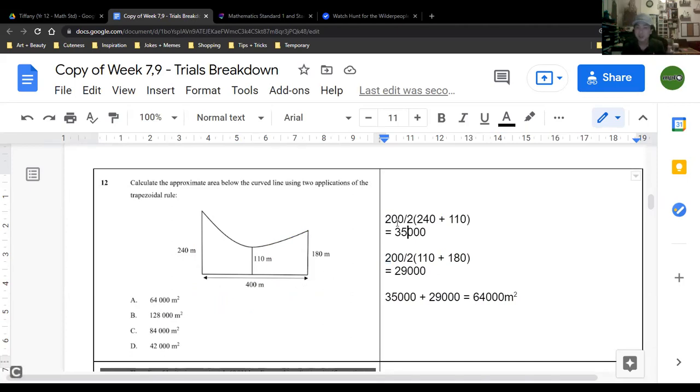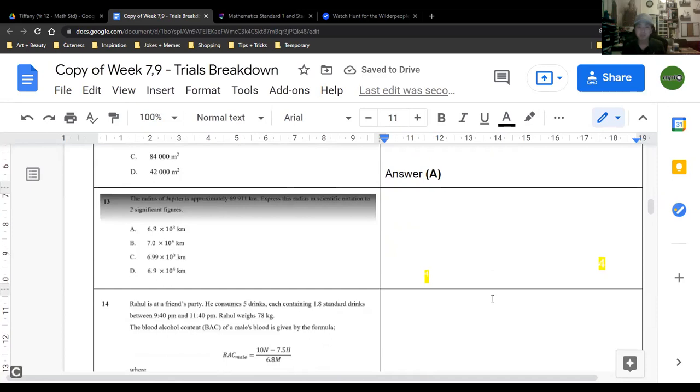But if you do the trapezoidal rule perfectly, this is for the left trapezium. So the height is 200, height over 2, multiplied to 240, which is the left side, plus 110, which is the right side. And then here, it's 110 and 180. So get these two numbers, add them on, and then you'll get the, what's my answer? Oh, there we go, it's right here. It's all the way down the bottom. And sorry. All right, next one.